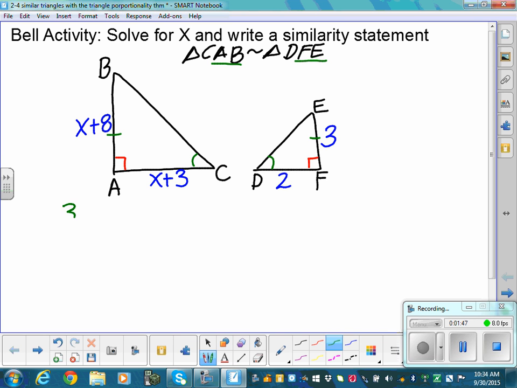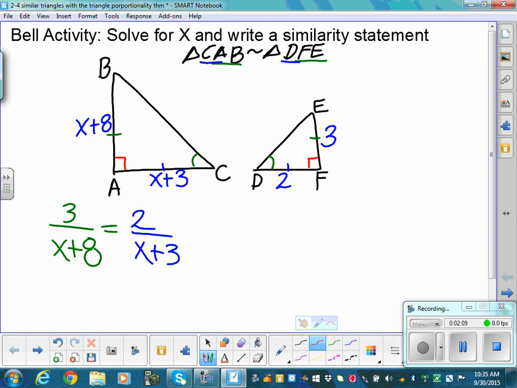So we're going to do 3 over x plus 8, because those are the corresponding sides, will be equal to, let's see, if we're going small to big, let's start here. DF, what goes with DF? CA. So DF and CA, so we know we're going to have 2 over x plus 3. All right, so now that we've set up a correct ratio of corresponding sides, we can cross multiply and solve for x.